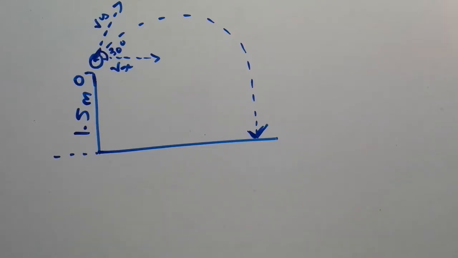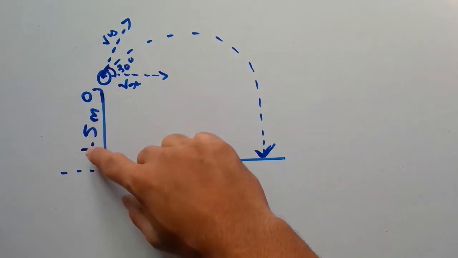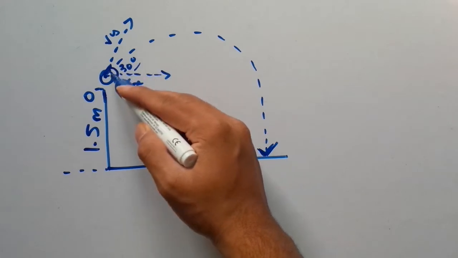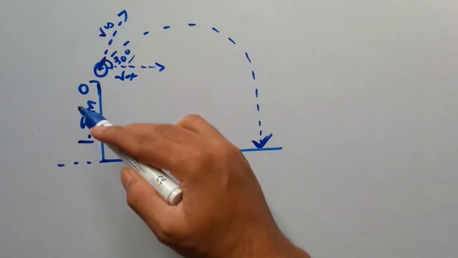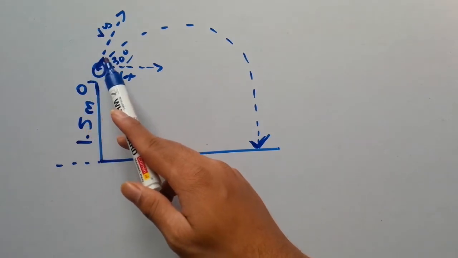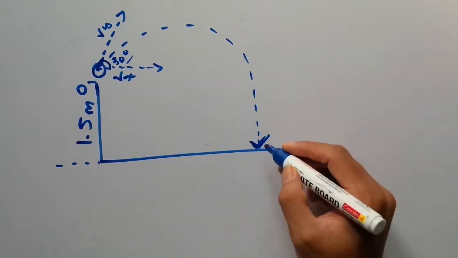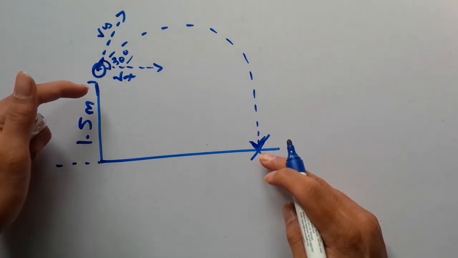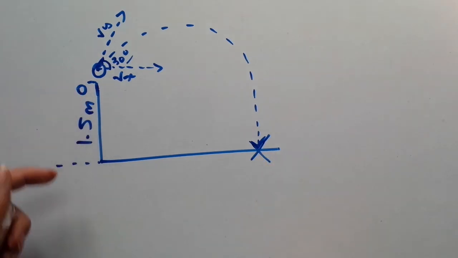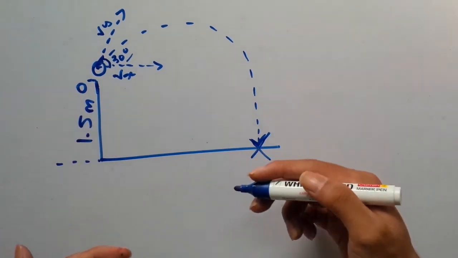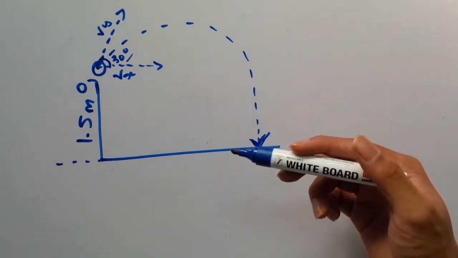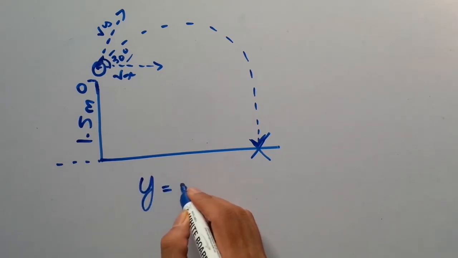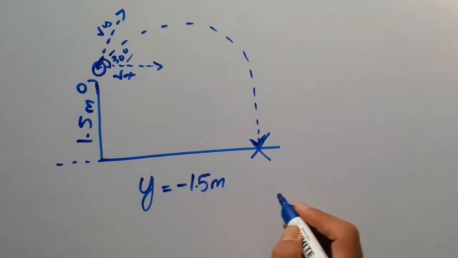Okay, so we have a ball being projected from 1.5 meters above the ground at an angle of 30 degrees. Let's assume that the motion of the ball is like this and it touches the ground at this point, which is 1.5 meters below the level of O. So at the point when the ball touches the ground, its vertical displacement is minus 1.5 meters.